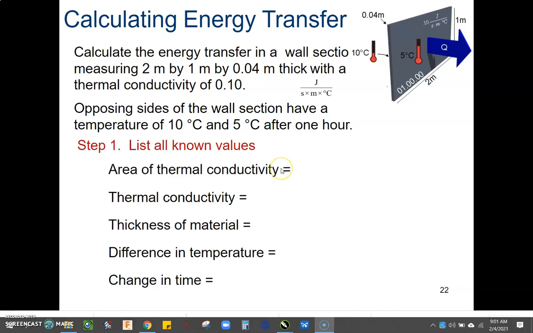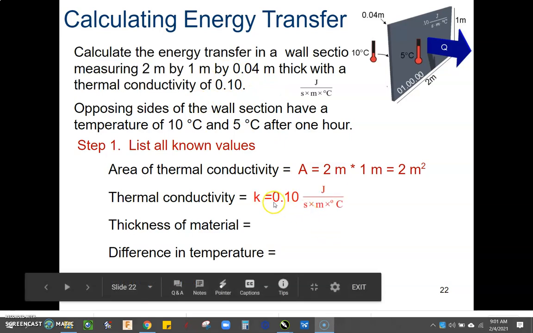List all the known things. The area is the area of the wall. It's 2 by 1, so 2 square meters. Thermal conductivity we gave you, it's 0.10. Thickness of the material is 0.04 meters. And the difference in temperature here, we have delta T of 5 degrees. So 10 minus 5 would be 5 degrees.